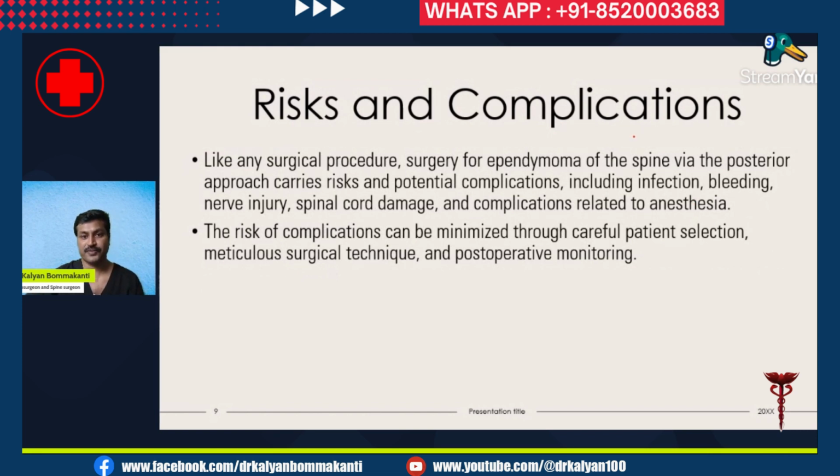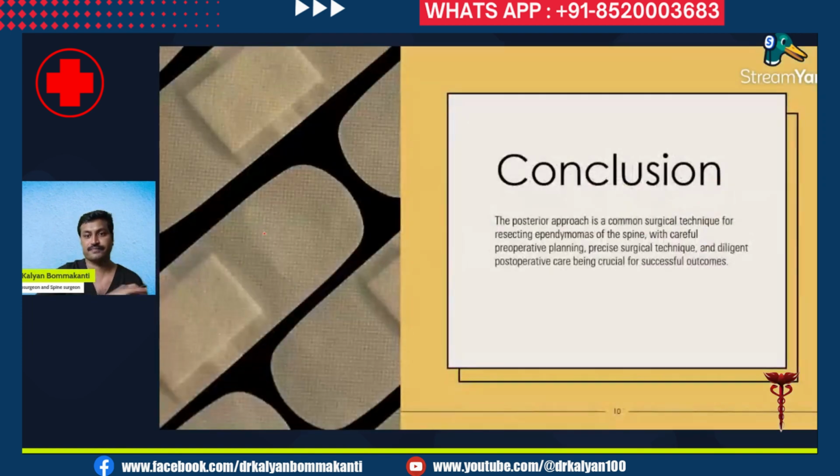Like any surgical procedure, surgery for ependymoma of the spine via the posterior approach carries some inherent risks and potential complications, including infection, bleeding, nerve injury, spinal cord injury, and also complications related to anesthesia. The risk of complications can be minimized through careful patient selection, meticulous surgical technique, and postoperative monitoring.